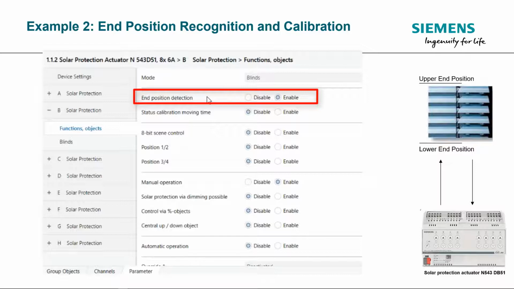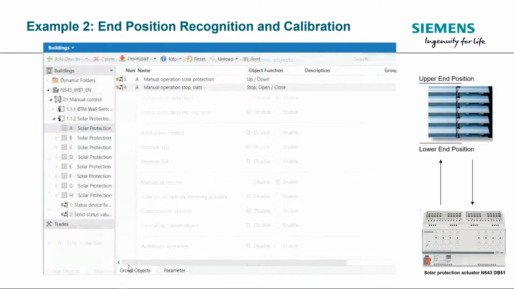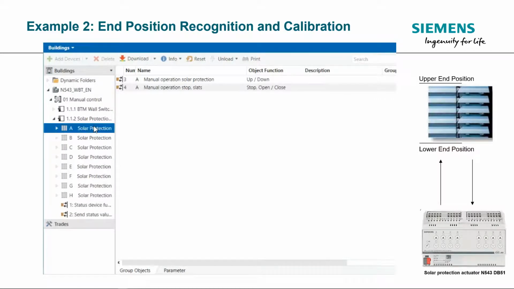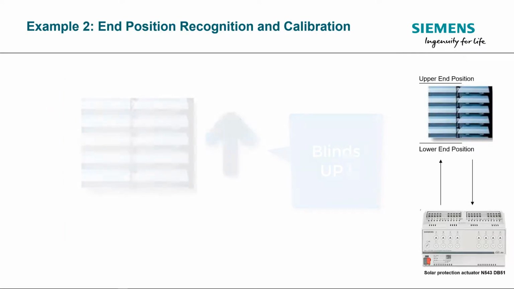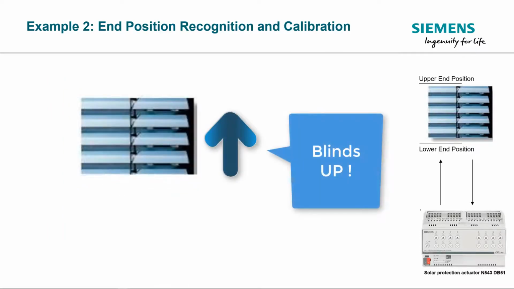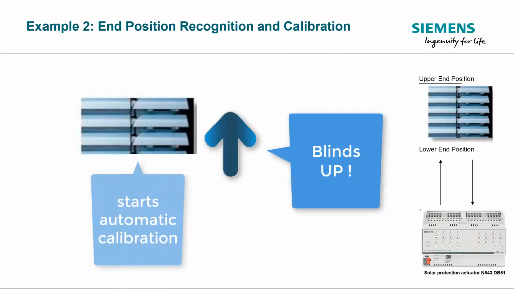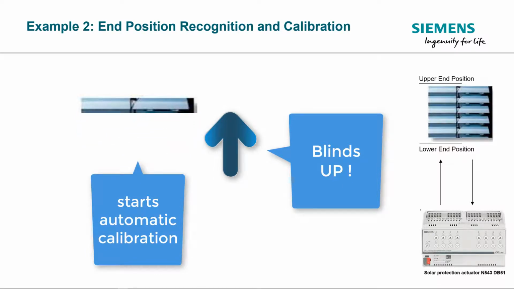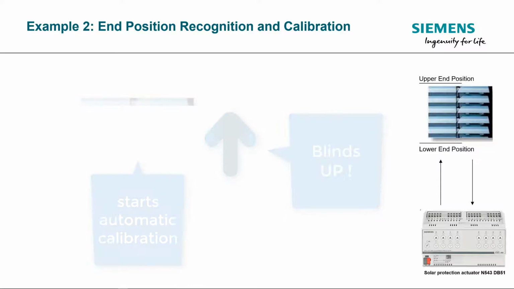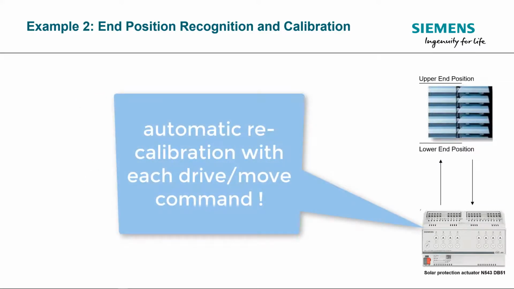No additional object has been created. You do not have to start a new special calibration procedure after the download. The first move command after the download, both per 1-bit and per 8-bit, starts this automatic calibration if required. During the normal operating time, further automatic recalibrations are carried out each time the drive reaches an end position or if it travels the entire travel distance unstopped.